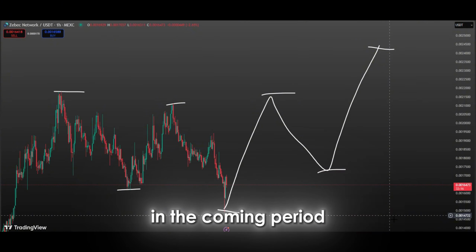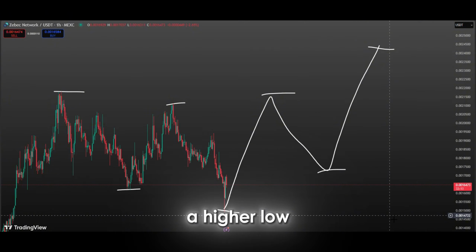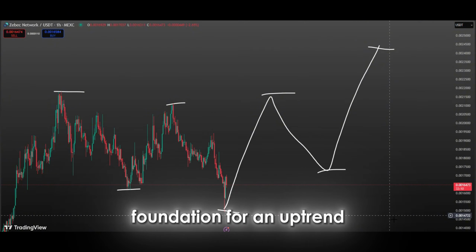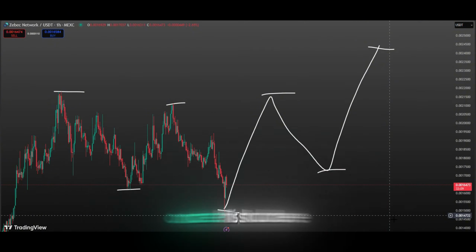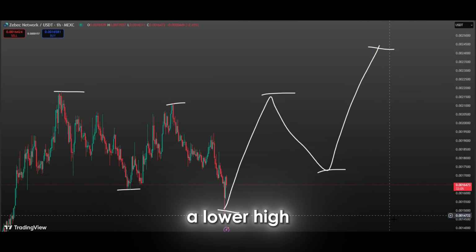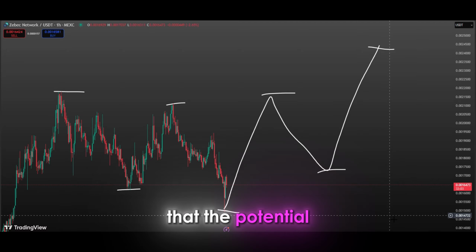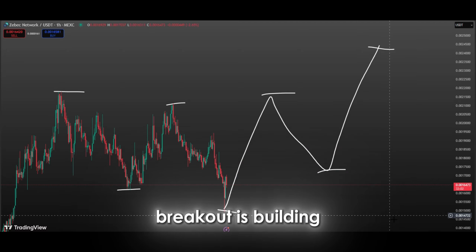In the coming period, if the price manages to break above the previous lower high, this would be considered a technical breakout signal. And if the following correction forms a higher low, then a solid foundation for an uptrend will have been established. Once this structure is complete, it may technically signal the start of a new bull run. In conclusion, while the price currently appears to be moving within a lower high and lower low formation, this structure may also indicate that the potential for an upward breakout is building.